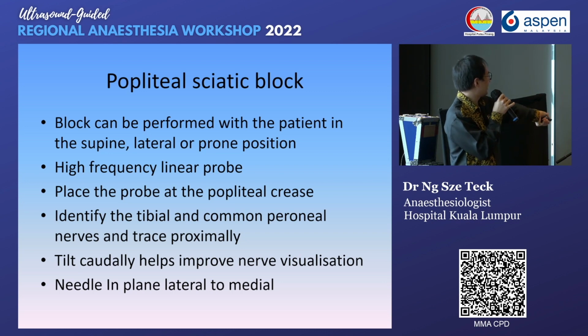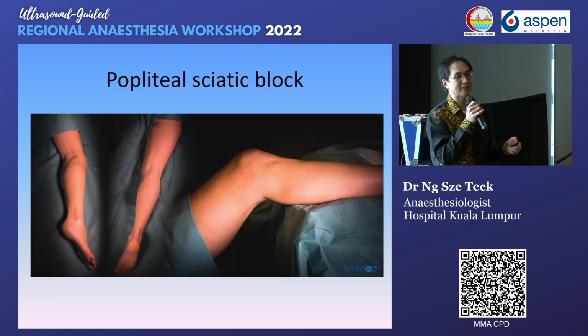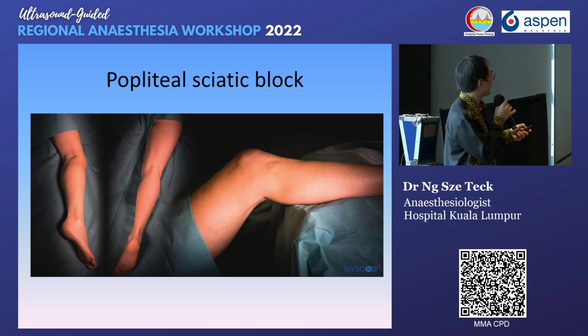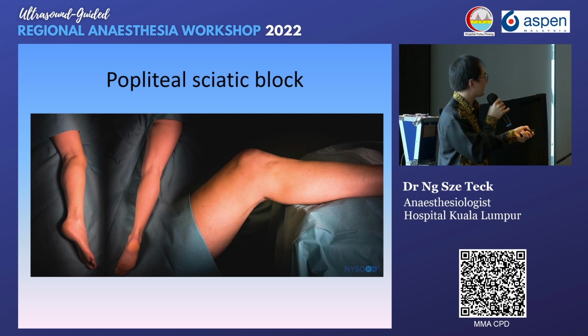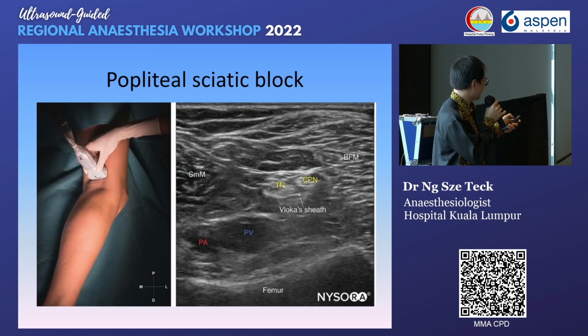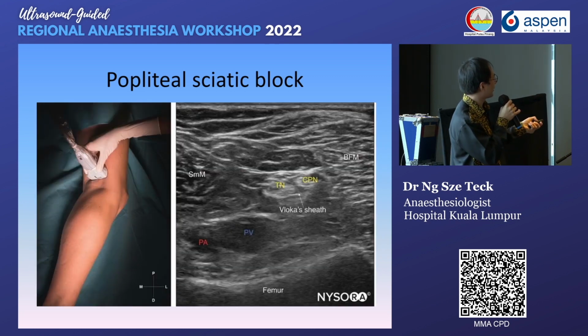Okay, and then it's an in-plane lateral to medial injection. Typical 20 mils of LA. Okay, so yeah, this is a common position we do for popliteal sciatic nerve blocks. And this is the picture to show the block being performed.